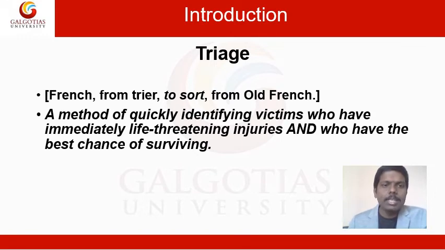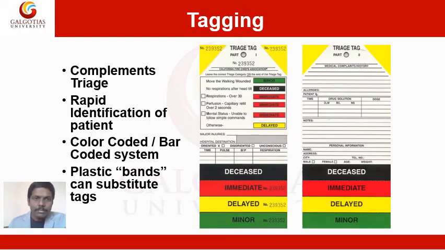Let us see the introduction of triage. Triage is a method of quickly identifying victims who have immediately life-threatening injuries and who have the best chance of surviving. The tagging of triage includes rapid identification of patients, color-coded and bar-coded systems, and plastic bands, which can be used as substitute tags for the triage kit.